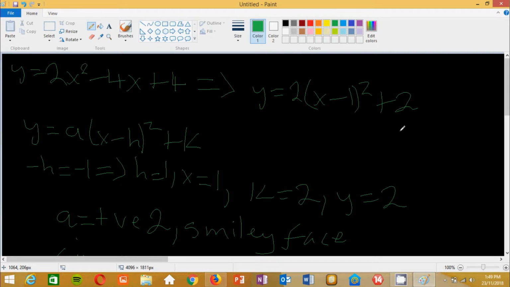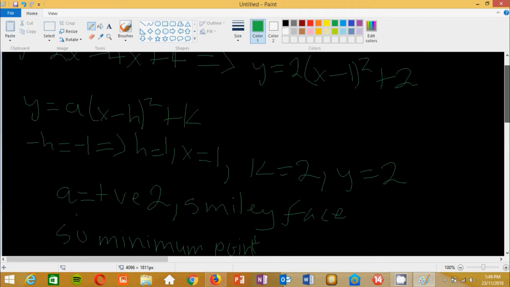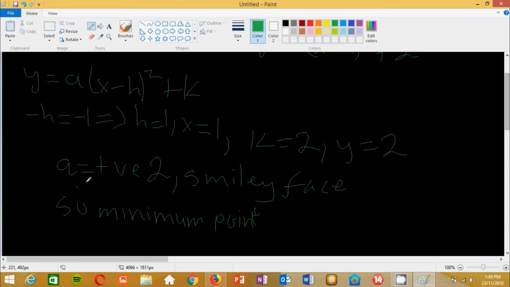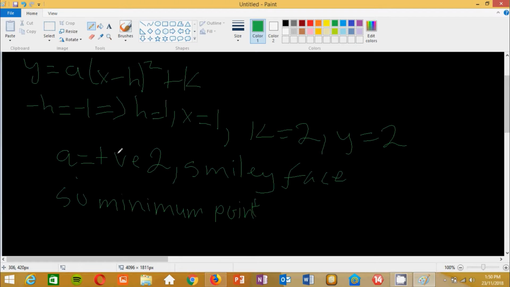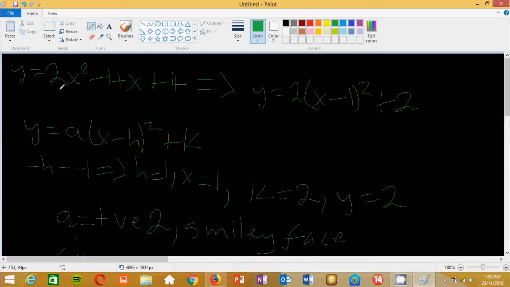So therefore, the graph is going to have a minimum point, and this is what we have here. A is equal to positive 2. So A is positive 2, so it's a smiley face, so the graph has a minimum point. So basically, the graph is going to look something like this. It has a minimum point. It's smiling. It's a smiley face because the coefficient of x squared is positive. So that's it. That's all you have to do to decide on the shape of the graph.